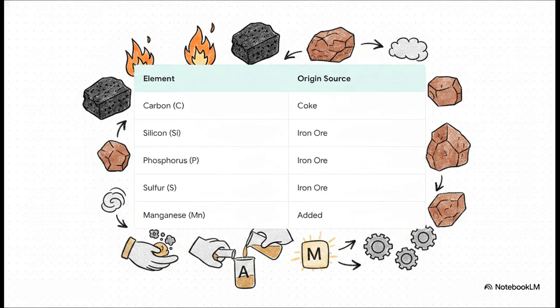Silicon, phosphorus, and sulfur, those are all natural impurities that just sort of hitch a ride in with the raw iron ore. But manganese? Manganese is intentionally added to the mix. It doesn't just happen to be there. Engineers actively put it in.